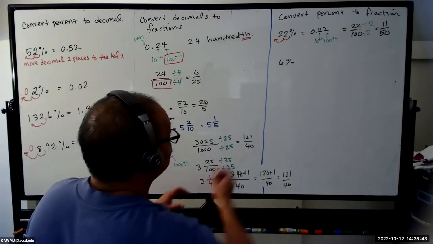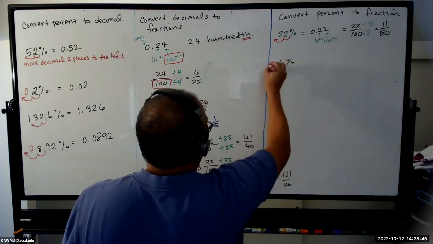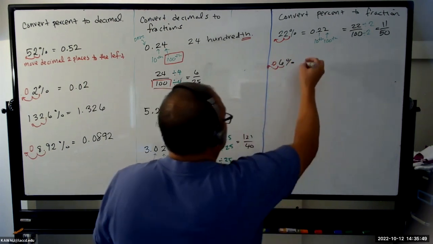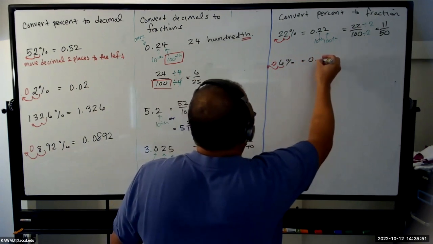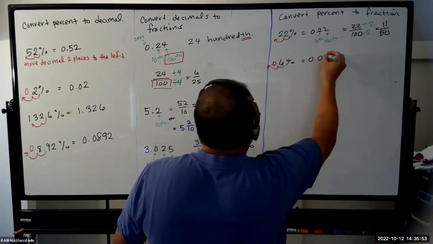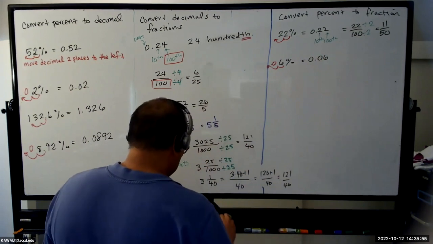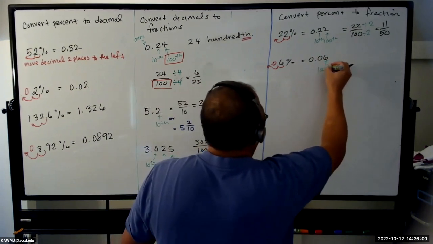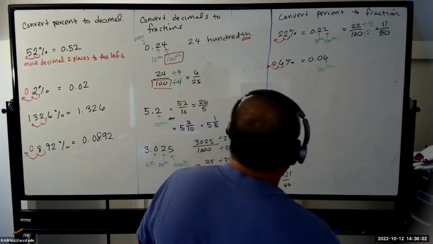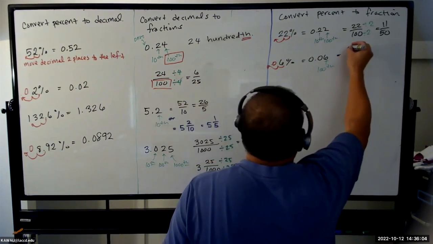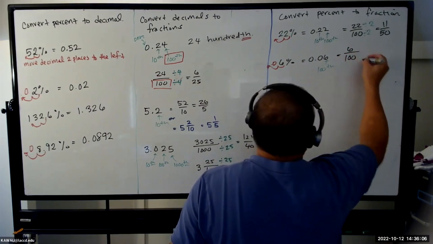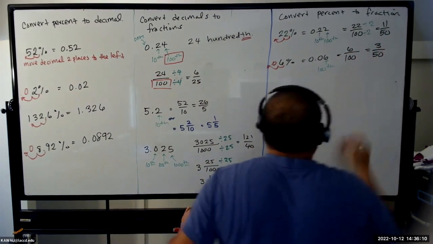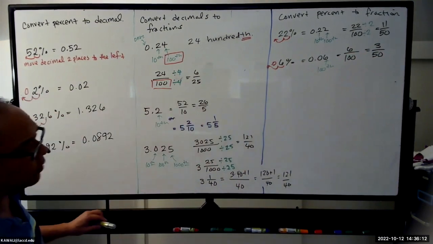So I can move this 2 places. So I can say that this is equal to 0.06. And then I can see that this is the hundredths place. And then this will turn into 6 over 100. And then when we simplify it, we get 3 over 50. Okay. Nothing wrong with doing it that way.